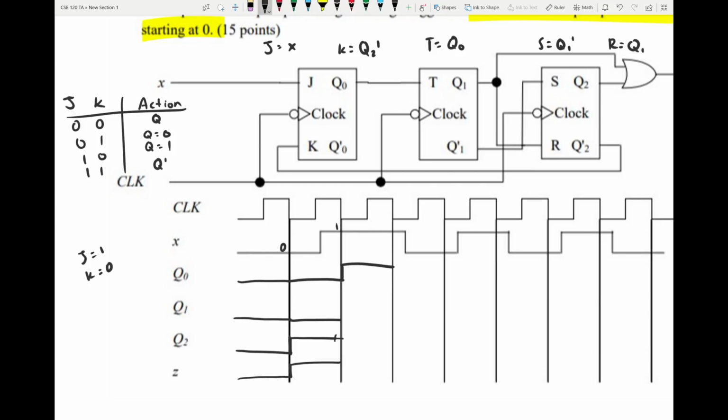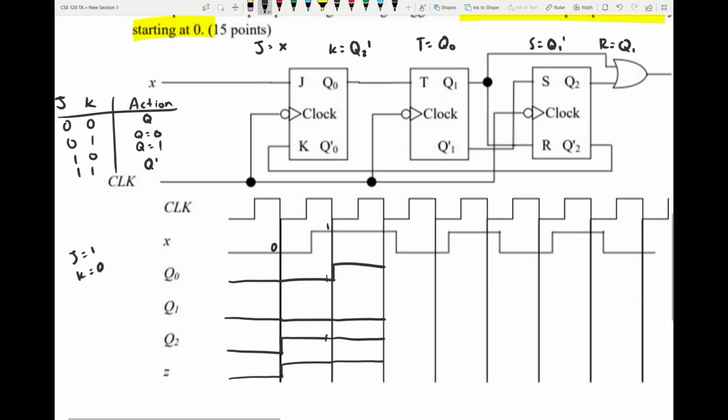Let's see if I can draw a straight line. All right, Q1 based on Q0 at this point in time, we're still going to be a 0 because we haven't gotten a 1 on Q0 yet so that we can toggle. For Q2, going to be based on Q1 again, and Q1 didn't change, so neither did Q2. And with Q2 staying a 1, Z is also going to stay a 1, because again, there hasn't been anything to change it yet.